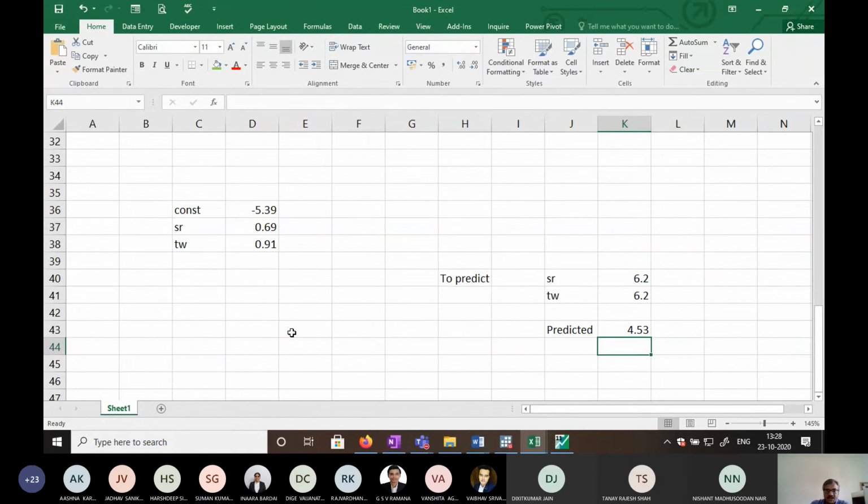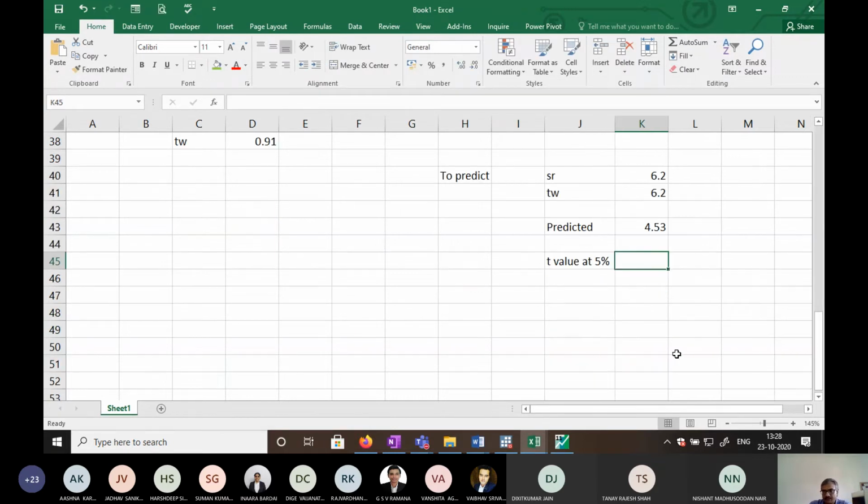I have to calculate the range, so I'll calculate the t value at 5%. To calculate that, I use the T.INV function. For the range calculation, this will remain the same. The degree of freedom we have just calculated as 15 by the n minus k plus 1 formula. Here I go. So I'll go for the lower range and the higher range.